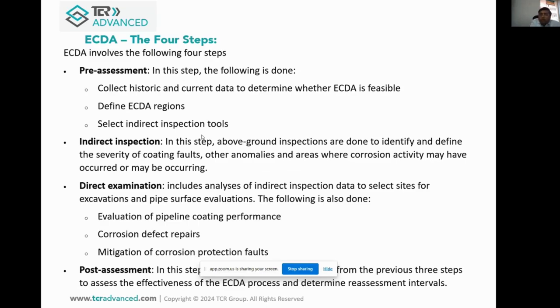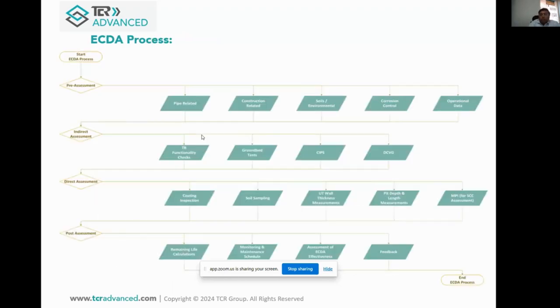So, what are the four steps of ECDA? One is the pre-assessment, where you collect the historic data and design data, then indirect inspections, direct examinations, and post-assessment. See, for any asset integrity management program, these four steps are very, very important when you are on the operational side of any asset. Pre-assessment. Let me go to the process.